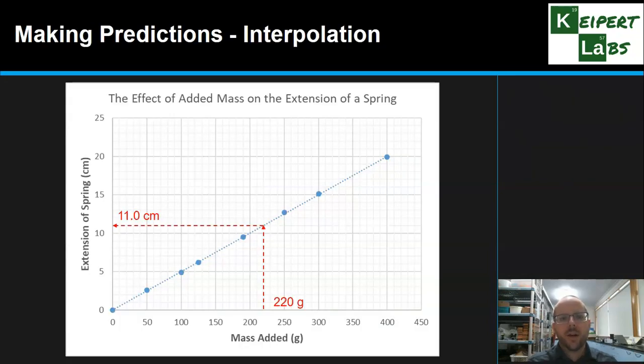Okay, so now we're going to look at two different ways that we can use our graphs to make predictions. The first type is called interpolation.